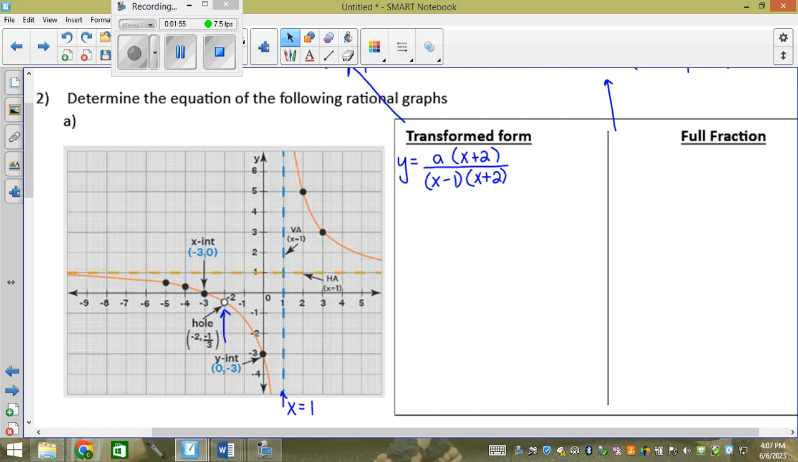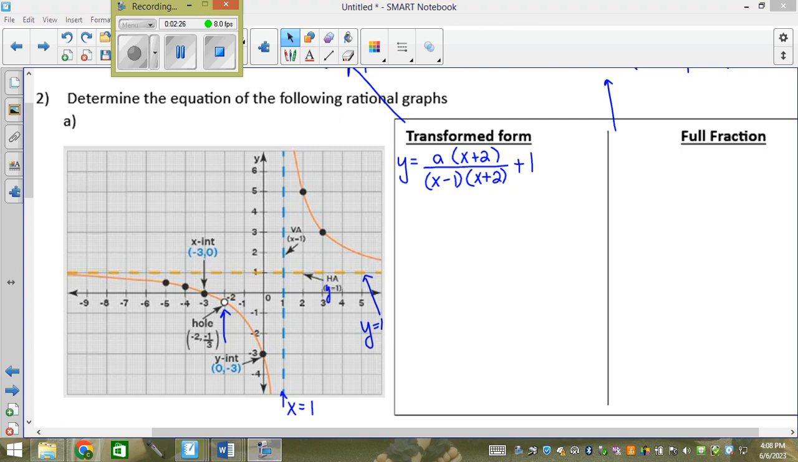And then in transformed form, we get our horizontal asymptote at the end, which is at y equals, this should be a y, it kind of looks like it's an x, but it's not. Y equals 1. So we add a 1 in the back. Now we need to use a coordinate to solve for a. But remember, when we go to solve for a, we actually use the simplified form, because if we kept those points of discontinuity in there, sometimes they cause problems.